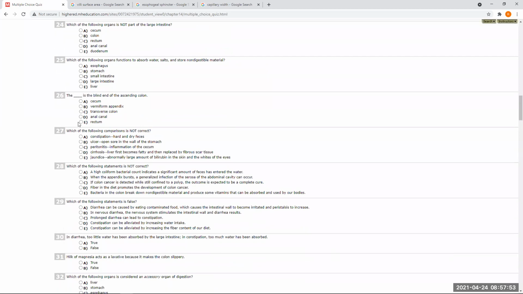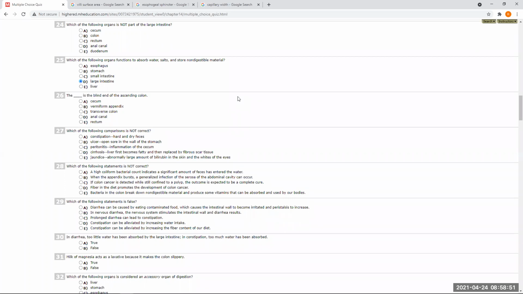Which of the following organs function to absorb water, salts, and store non-digestible material? D. All right, who answered that one first? Last name? Liesl. Alan. Kalicia. Anybody else? Amy. Sacha. Clement Atherton. Janet Atherton. E. Anybody else? Raghunath. Devika.